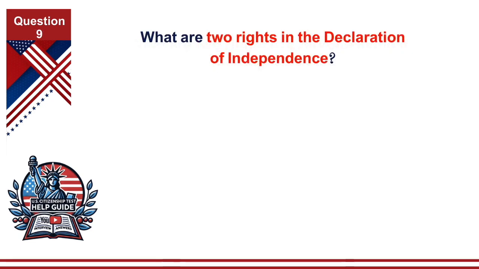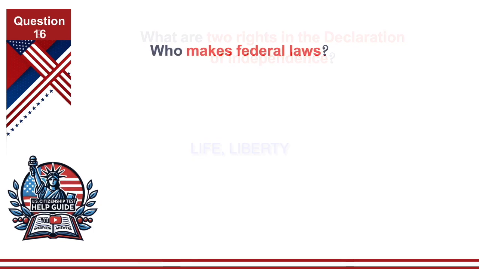What are 2 rights in the Declaration of Independence? Life, liberty. Who makes federal laws? Congress.